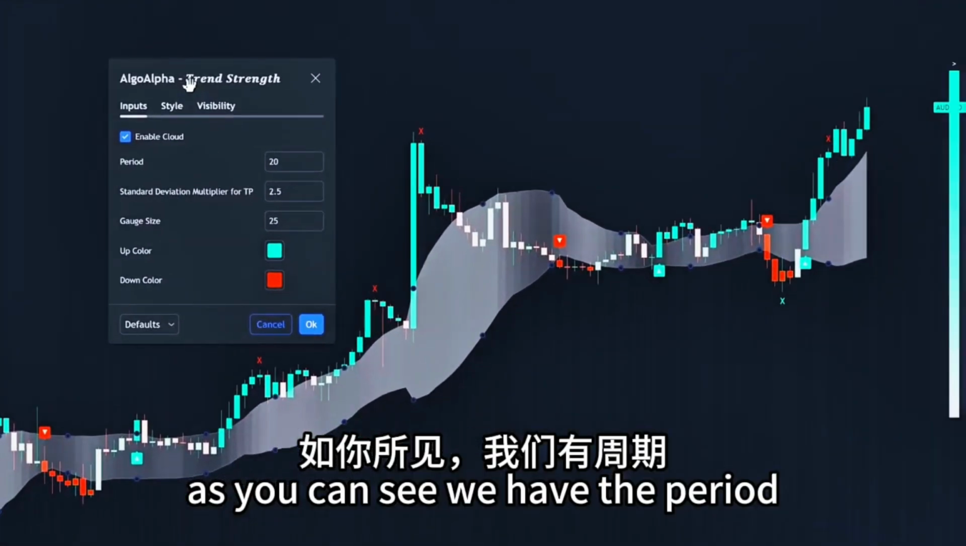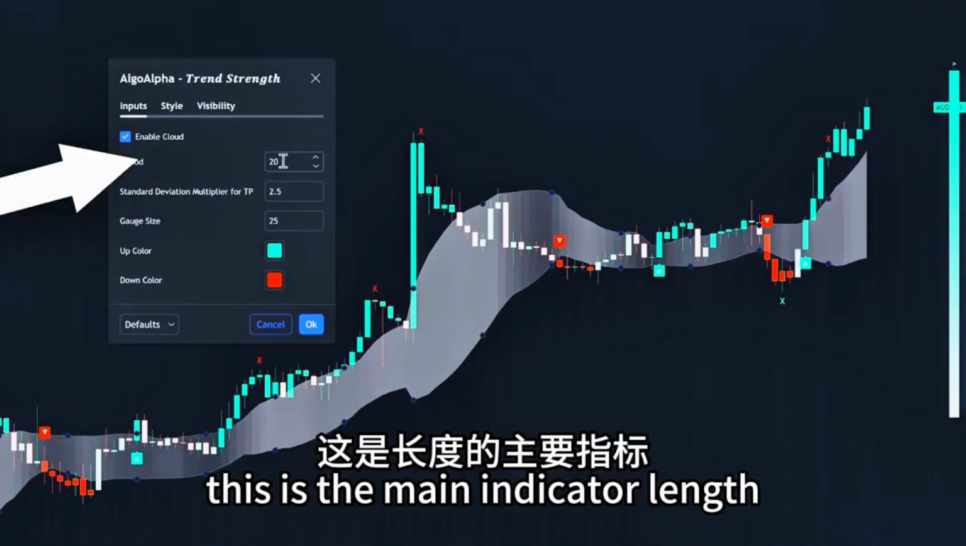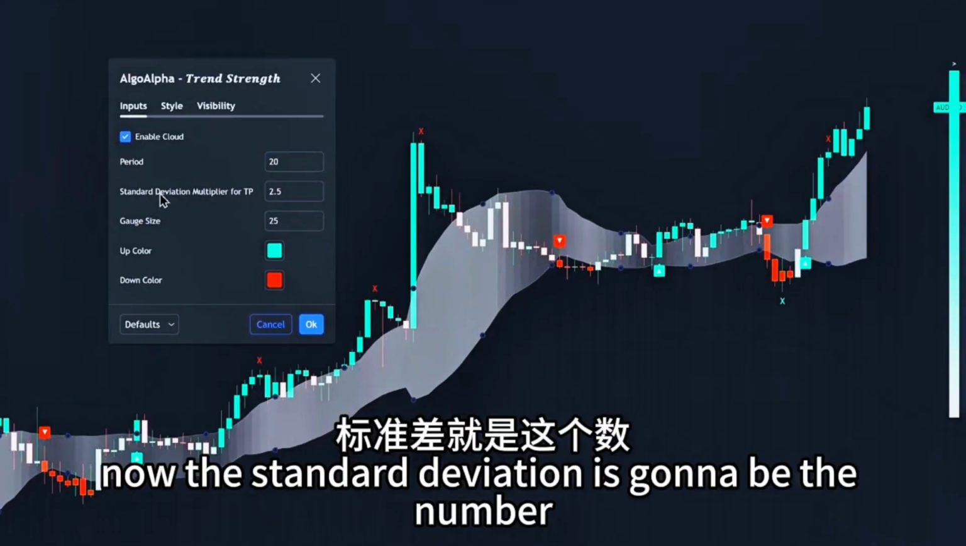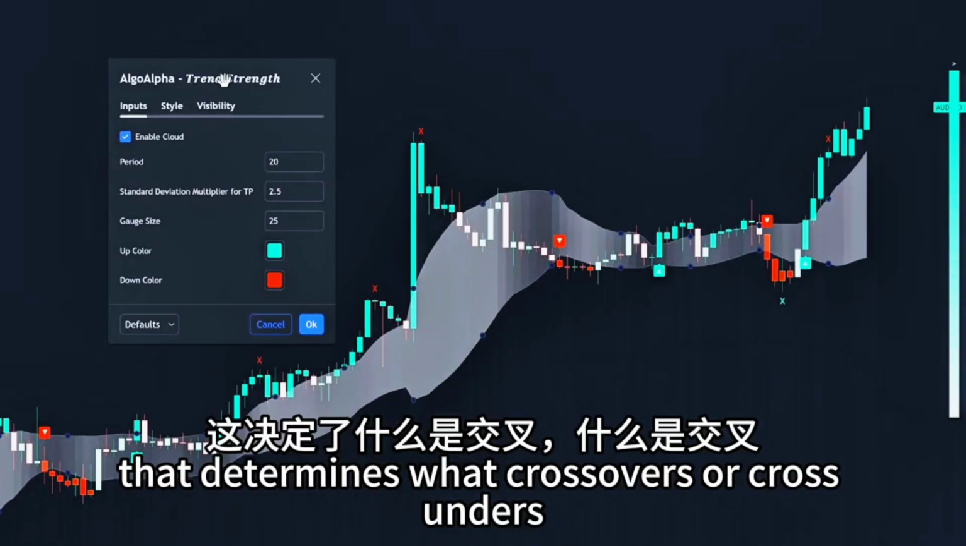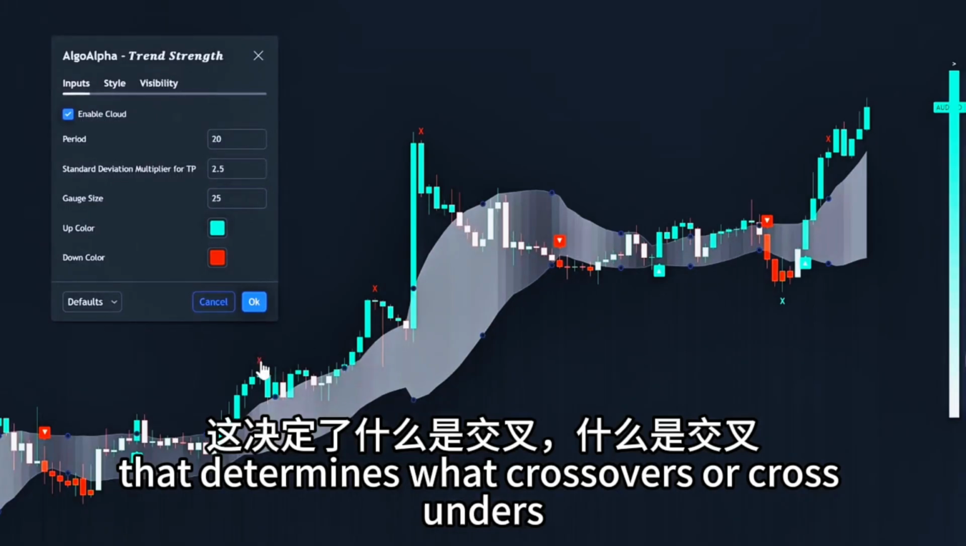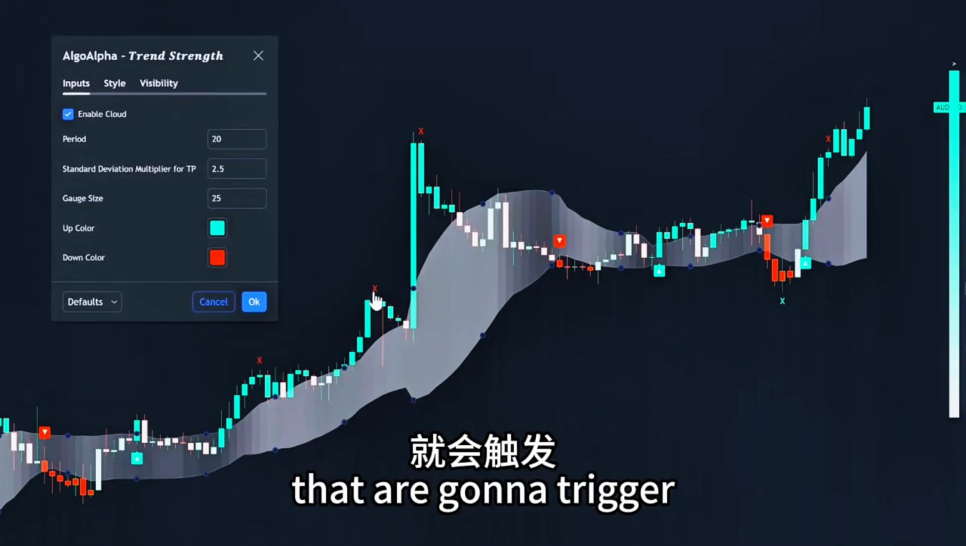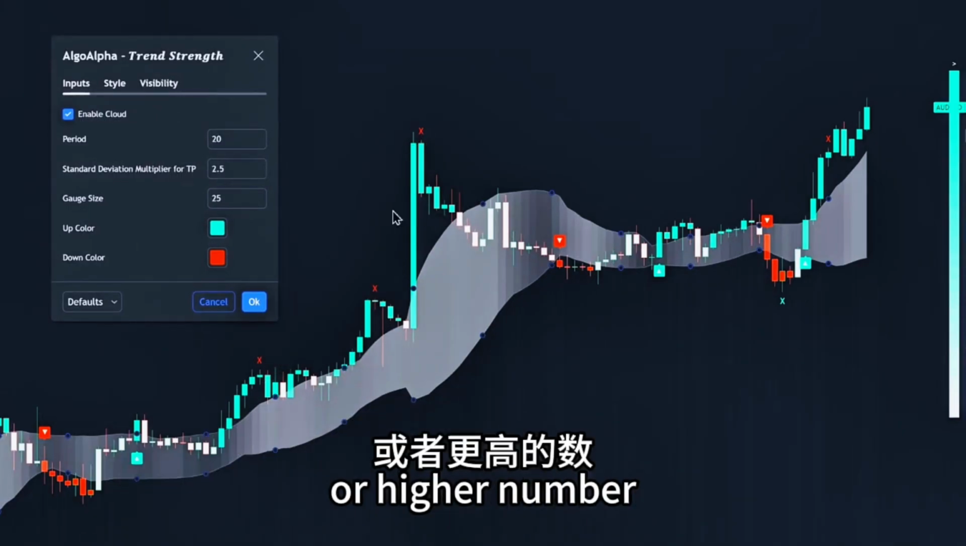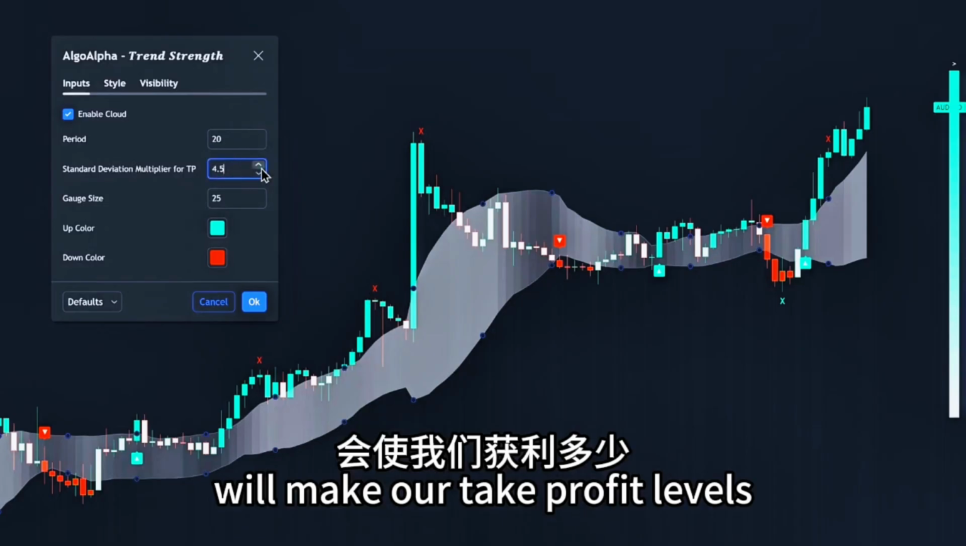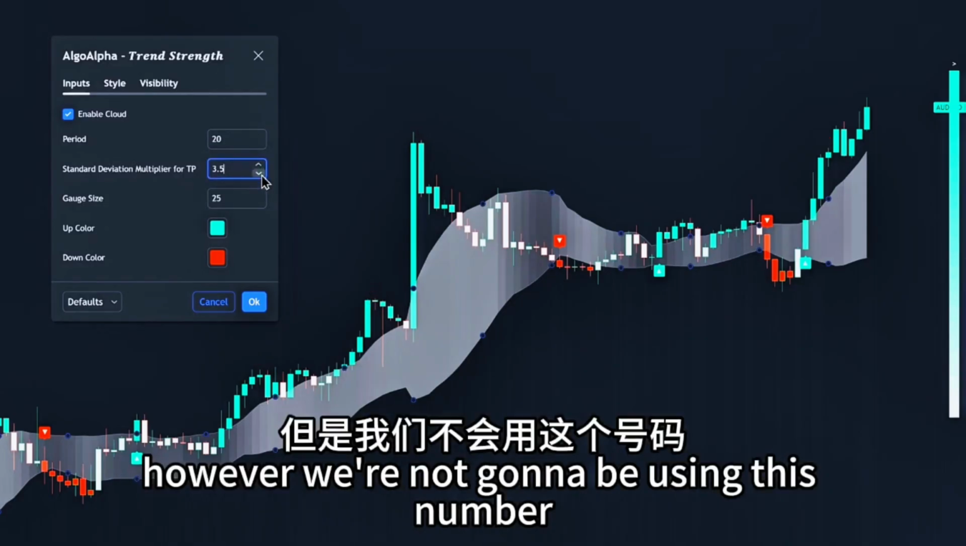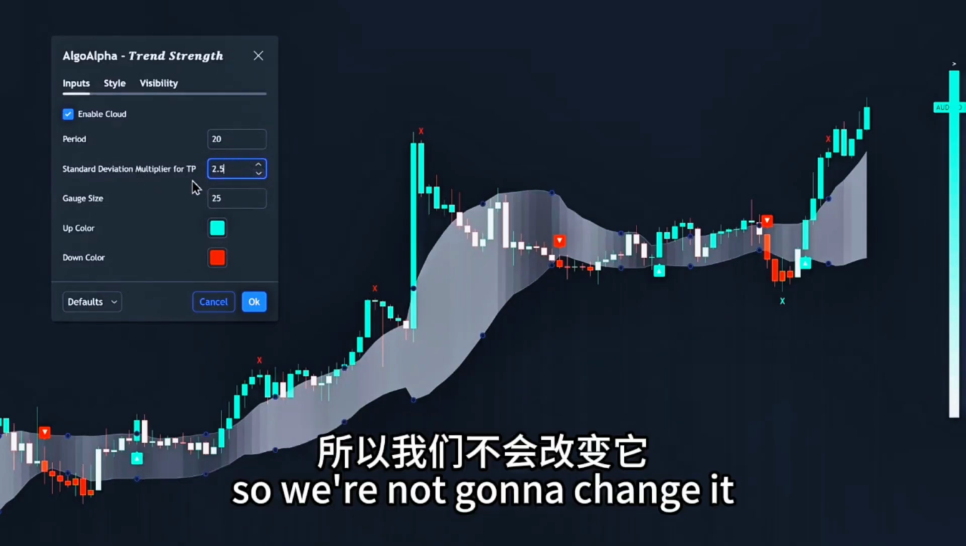As you can see, we have the period. This is the main indicator length. Now, the standard deviation is going to be the number that determines what crossovers or cross-unders are going to trigger the take profit signals. A higher number will make our take profit levels less sensitive. However, we're not going to be using this number, so we're not going to change it.